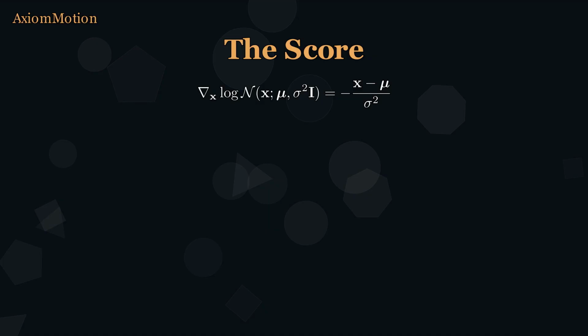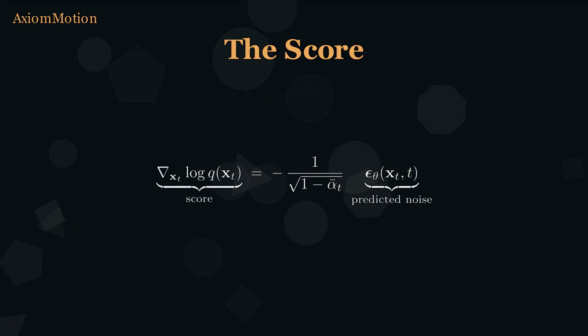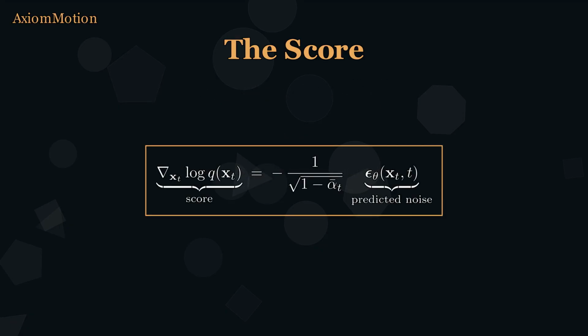Now recall what the network is trained on. The score of any Gaussian has a trivial closed form. It is just minus the offset from the mean, divided by the variance. But that offset, divided by the standard deviation, is exactly the noise we added. So the score and the noise are the same quantity wearing different clothes. Put precisely, the score of the noised data equals minus the predicted noise divided by the square root of 1 minus alpha bar t, a fixed known scaling. That is the whole secret. Training a network to predict noise is training it to learn the score of the data.